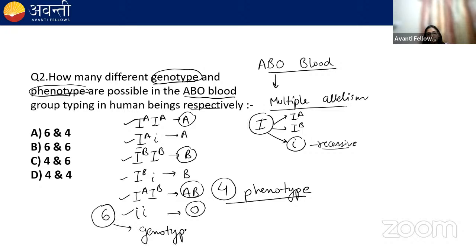So the correct option for this would be A, because they're asking first genotype and then phenotype respectively. Respectively means that the first which is given in the question should be the first in the answer as well. So they're asking genotype is 6, the first is 6, phenotype is 4, so this one is 4. So the correct option is A. Is that clear? Suraj, it is clear now?